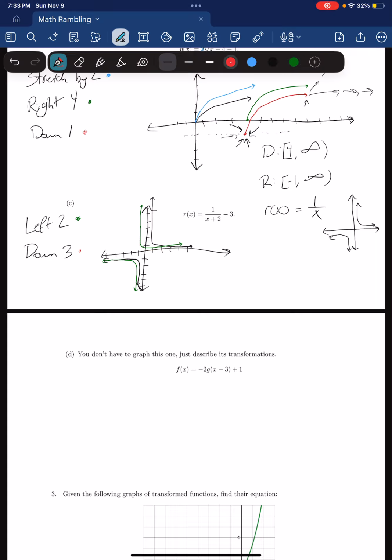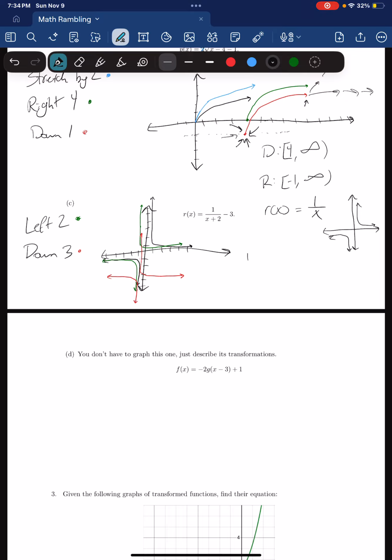All right, let's move him down 3. So we're just gonna shift this guy down 3. So 1, 2, 3. So boom. That's what he would look like. That one's a little sketchy, but it's okay. And let's see. Does he reach all real numbers?